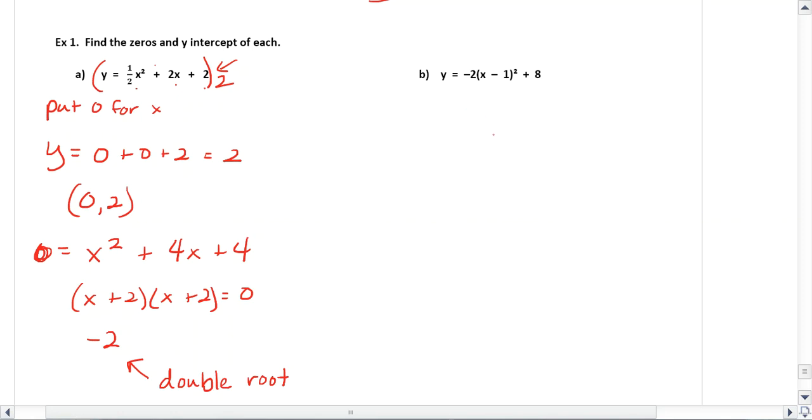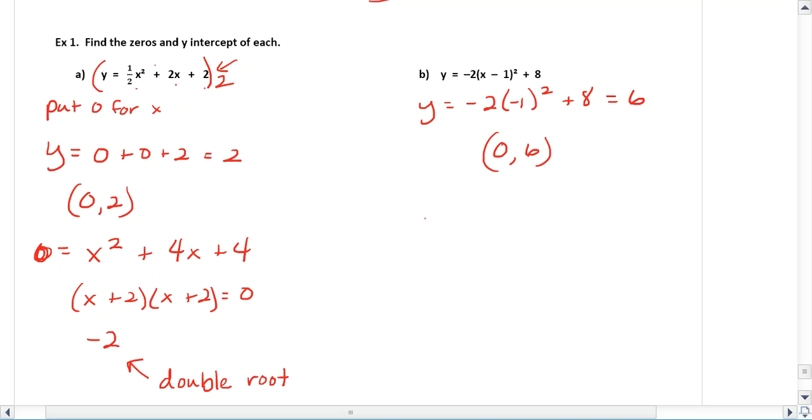Again, I'm going to find the y-intercept first by putting 0 in for the x. So I have -2 times (0 take away 1, which is -1) squared, and then adding 8. So -1 squared is +1. +1 times -2 is -2, plus 8 is 6. Therefore, the y-intercept is (0, 6).